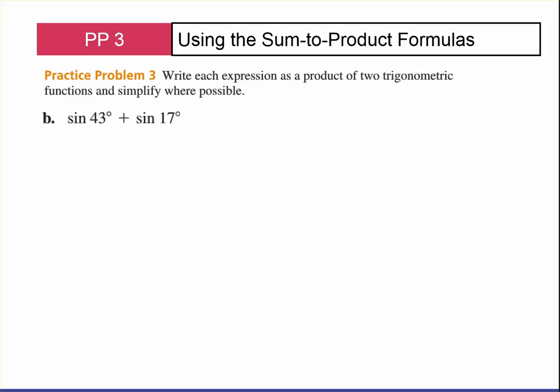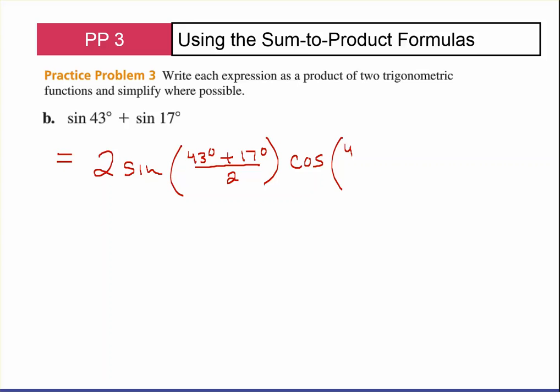All right, let's see, sine of something plus another sine of something, that is going to be the third formula. The third formula says 2 times the sine of the addition of the two angles divided by 2, multiplied by cosine of the subtraction of the two angles. So 43 minus 17 divided by 2. And again, just following the formula itself.